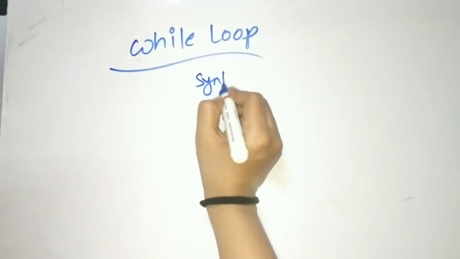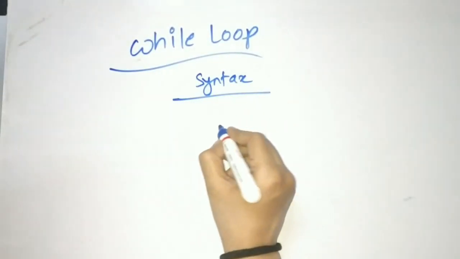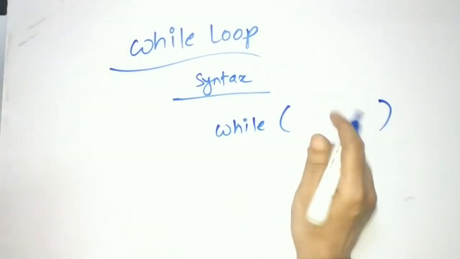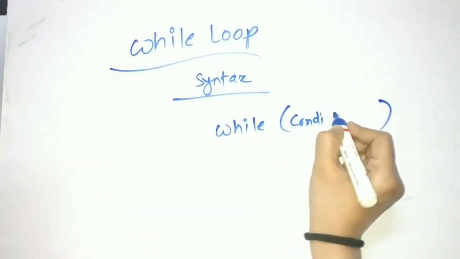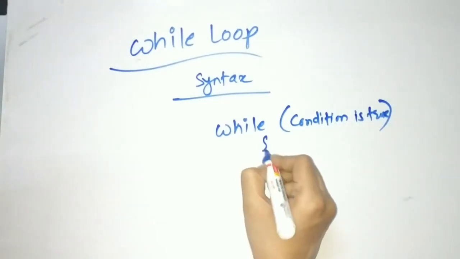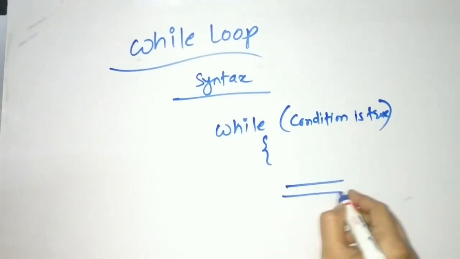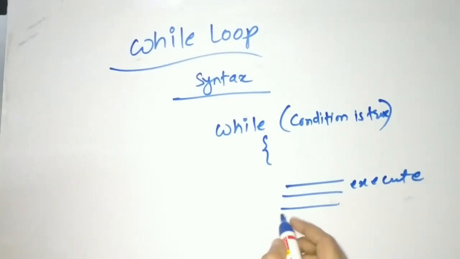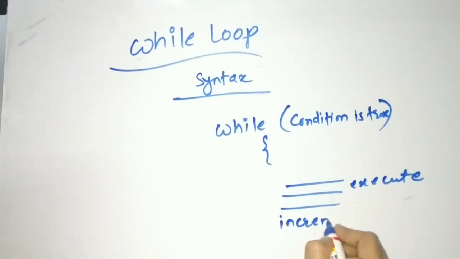So what is the syntax? We write while, and in the brackets we put a condition. If the condition is true, then whatever statements are inside will execute. And then we have the increment here, or you can say a decrement value.